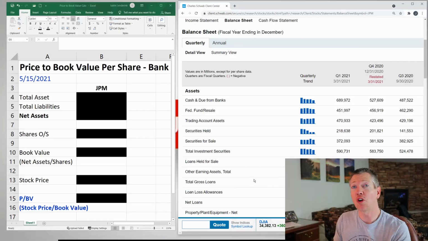So let's walk through an example right now so I can show you exactly what to do. I'm on my Charles Schwab account right now. You could use Yahoo Finance. You could really use anywhere. It's pretty easy to find this information.